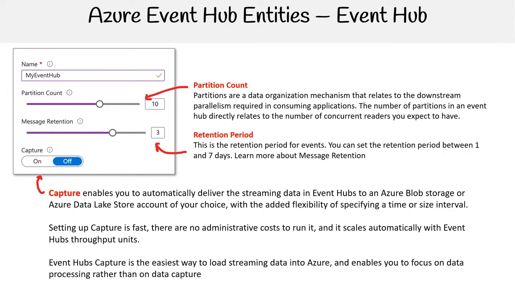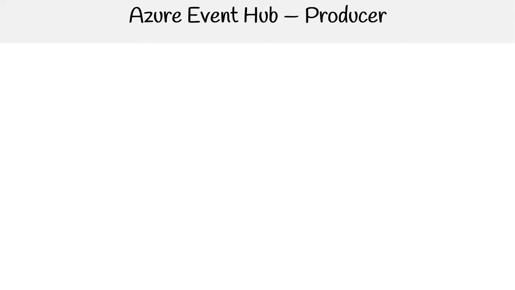It scales automatically with Event Hubs throughput units. Event Hubs Capture is the easiest way to load streaming data into Azure and enables you to focus on data processing rather than on data capture. So just a great way to offload into Azure Blob Storage or Azure Data Lake Store. There you go. Let us take a look at producers, because that is what is going to emit events that we'll get into Event Hub.